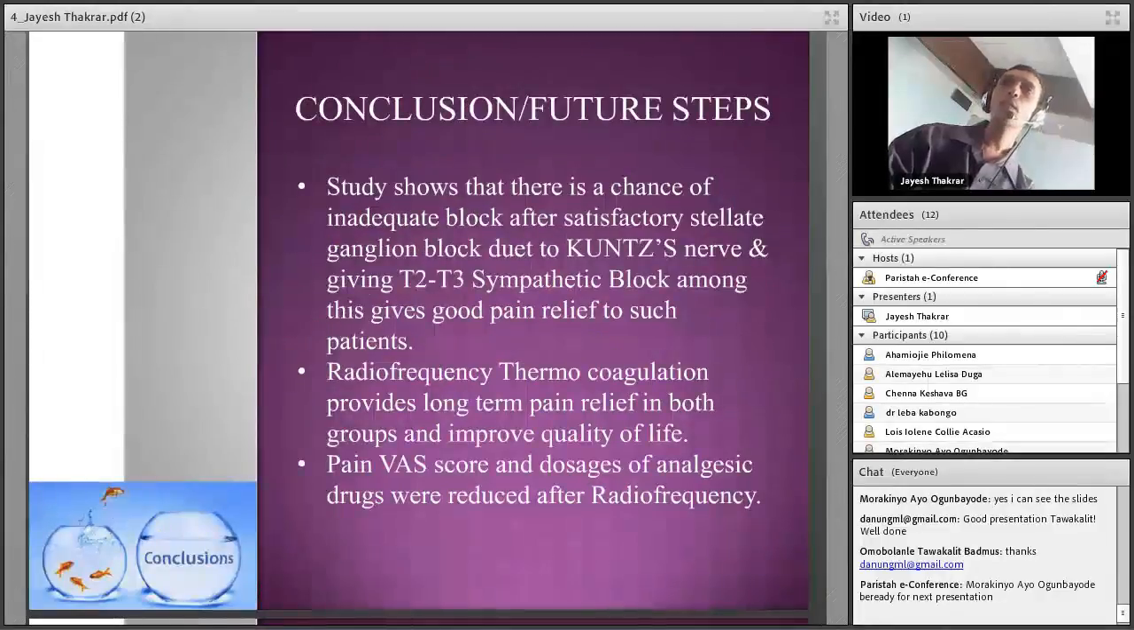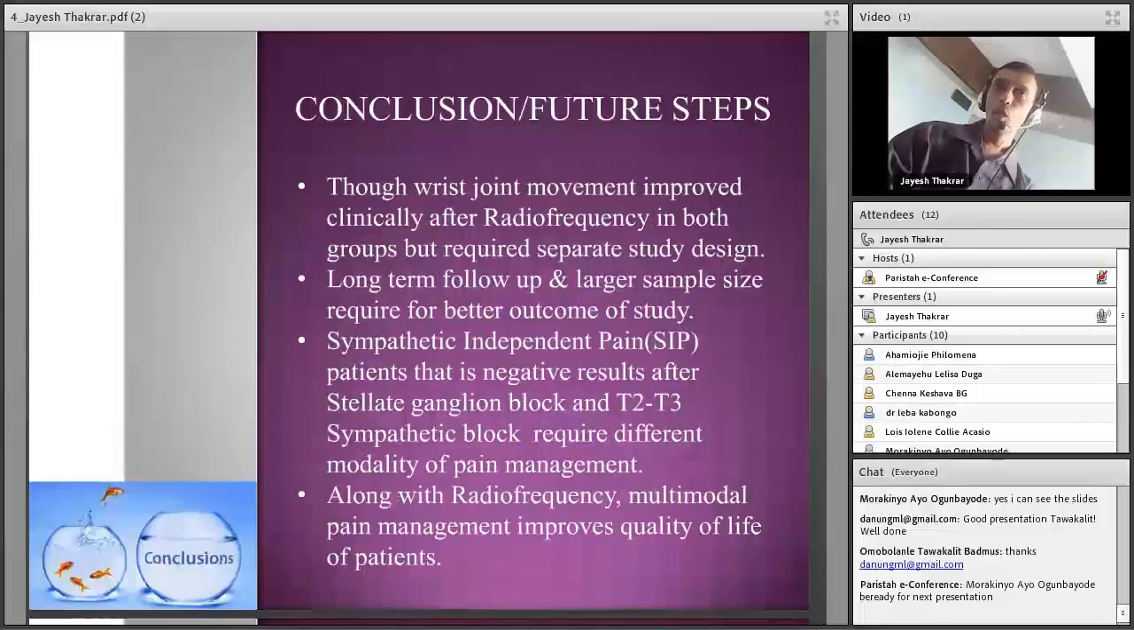My conclusion is that the study showed there is a chance of a false negative block after a satisfactory stellate ganglion block, and giving a T2 T3 sympathetic block among these patients gives good relief. Radiofrequency thermocoagulation provides long-term pain relief in both groups and improved quality of life. Pain score, visual analog score, and doses of the analgesic drugs were reduced after the radiofrequency. Though visual movement is improved clinically after the radiofrequency in both groups, it requires a separate study design.